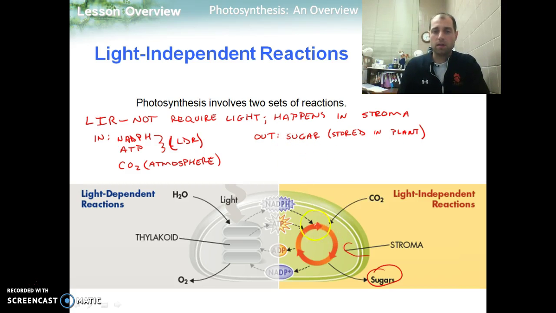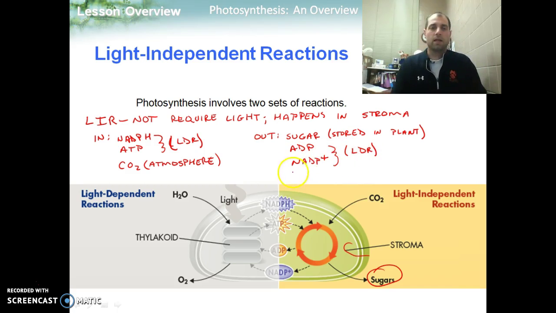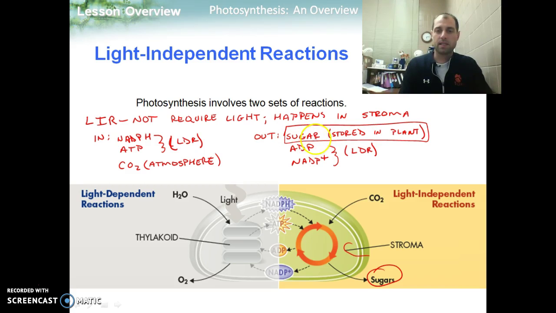What else is coming out? Well, we're using up the ATP to make ADP. And we're using up the high-energy hydrogen electrons during this set of reactions to make NADP+. And these are going to go back to the light-dependent reactions. So basically, NADPH and ATP are just circling through these two reactions. Carbon dioxide is coming in during the light-independent reactions, and sugar is coming out. And remember, this is the whole reason why we are doing photosynthesis. Plants need sugar, and other consumers need sugar as well.